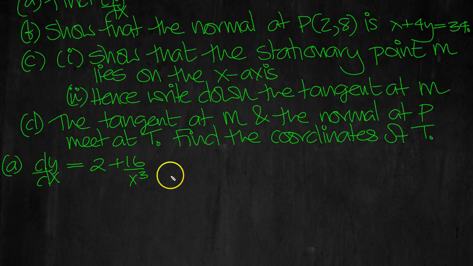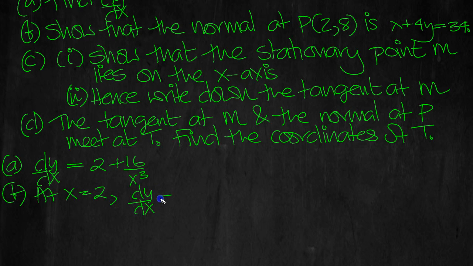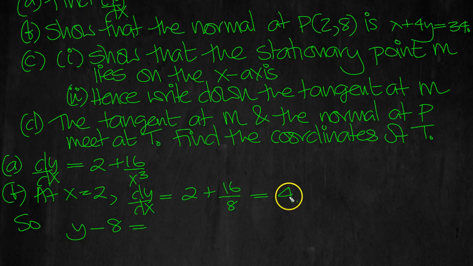So this is part B. At x equals 2, dy/dx is equal to 2 plus 16 over 2 cubed, which is 8. 2 plus 2 is 4. So the equation of the normal at P: y minus 8 is equal to the gradient, which will be minus 1/4, won't it, for the normal? Because these products must give minus 1. x minus the x-coordinate of P, which is 2.